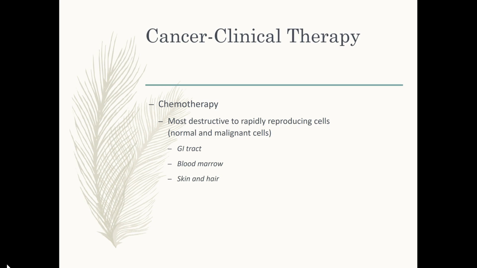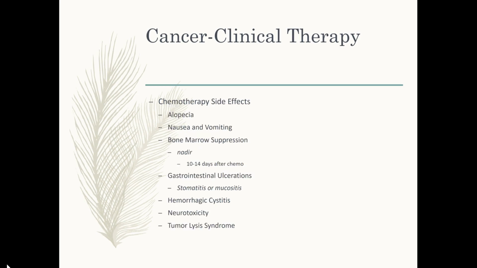That is why they develop all of these things, because those are the rapidly reproducing cells in our body, and that is what the chemotherapy tends to kill. We just went over most of these side effects. You probably remember talking about nadir in your earlier classes, hopefully.